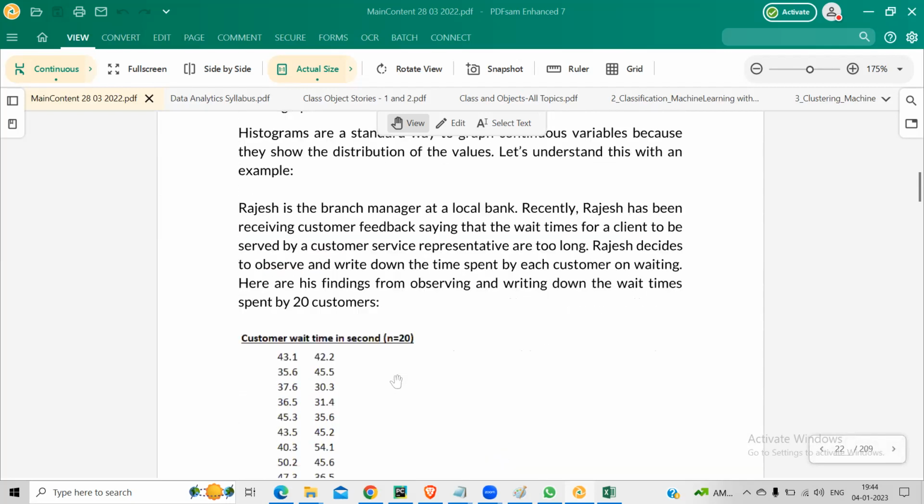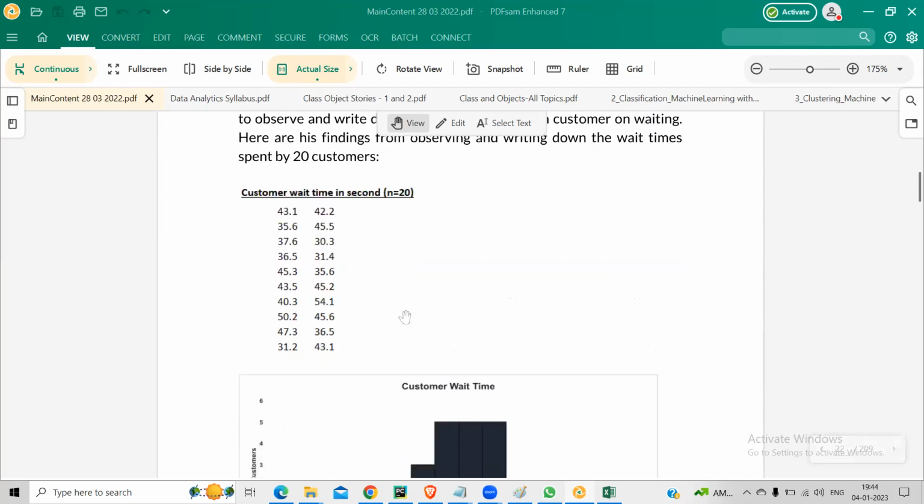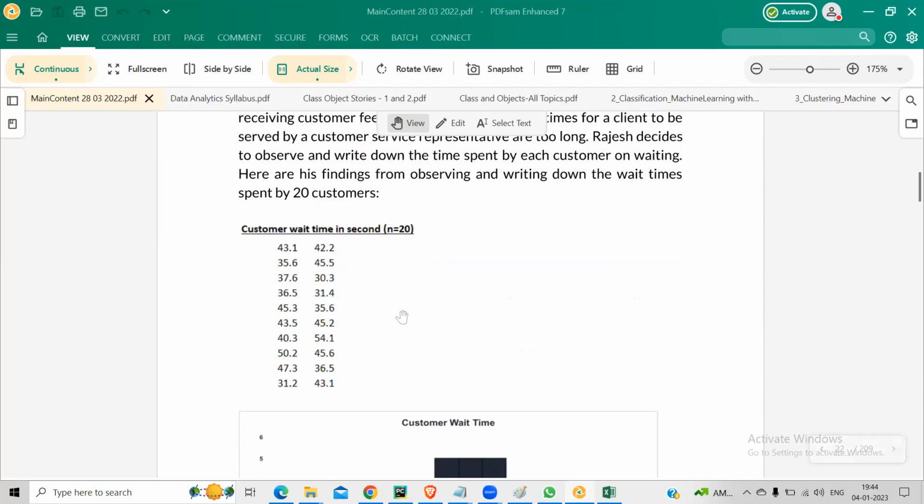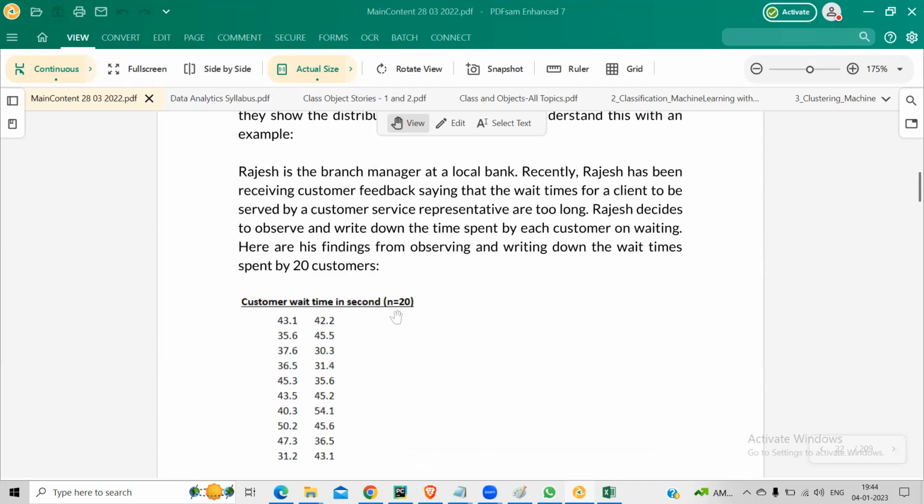Okay, so let's look at this one. Rajesh is a branch manager, and he wants to find out whether he should open a new counter at his bank or not. You have this counter for cash withdrawal and cash deposit. Opening a new counter means you have to hire one new person for the bank. So does it make sense?